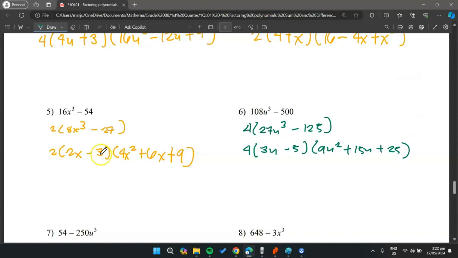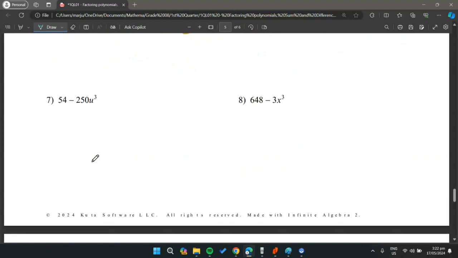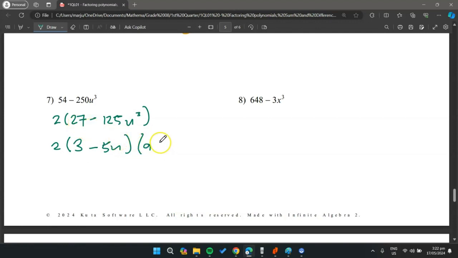Alright, then number 7. So again, number 7, divide everything by 2 first. So we have 2, then 27 minus 125u cube. And then again, we have 3 minus 5u, and then we have the square of this. This is just 9 plus 15u plus 25u squared. So again, that will be our answer for number 7.